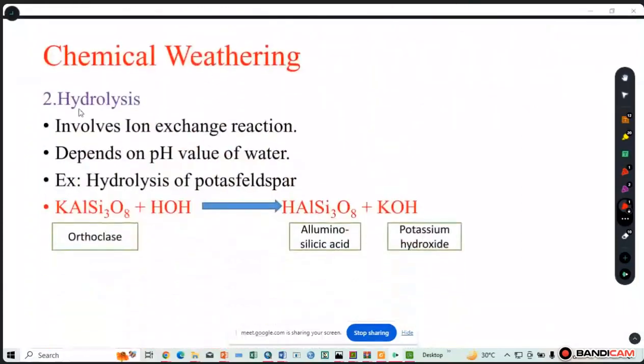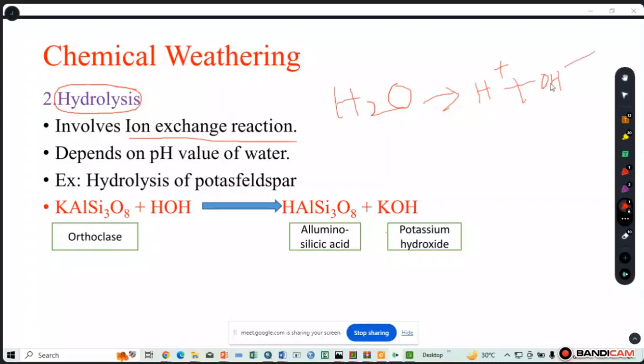But in the process of hydrolysis, what happens? It involves an ion exchange process. That means, suppose the composition of water is H2O. When H2O breaks down, what happens? H plus and OH minus. Okay, suppose a water molecule breaks down, what happens? H plus and OH minus. That means the molecules are converted into ions.